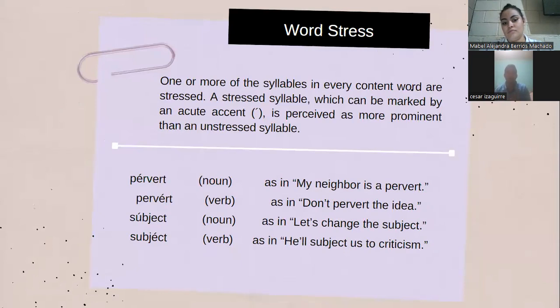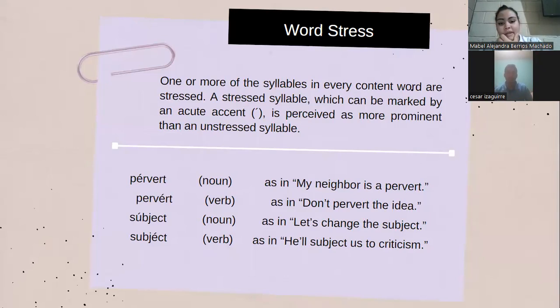For example, pervert is a noun, as in my neighbor is a pervert. And pervert is a verb, as in don't pervert the idea. Subject is a noun, as in let's change the subject. And subject is a verb, as in subject to osteoarthritis.